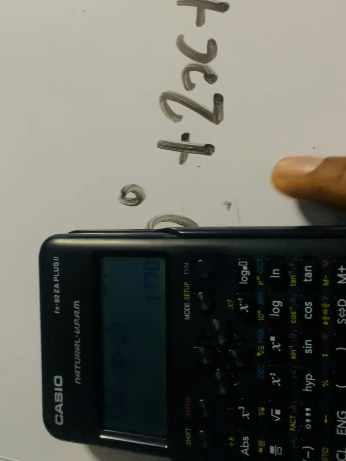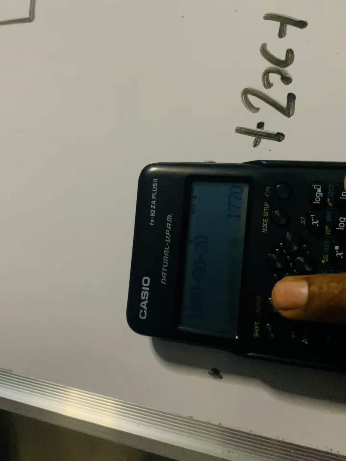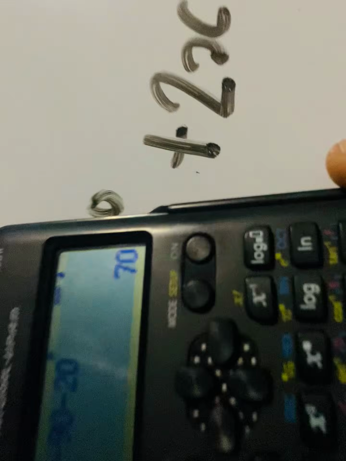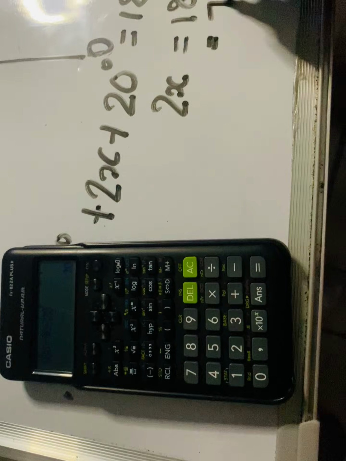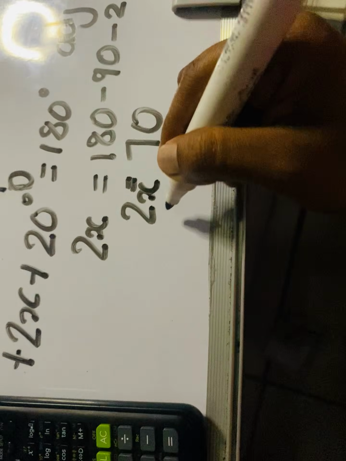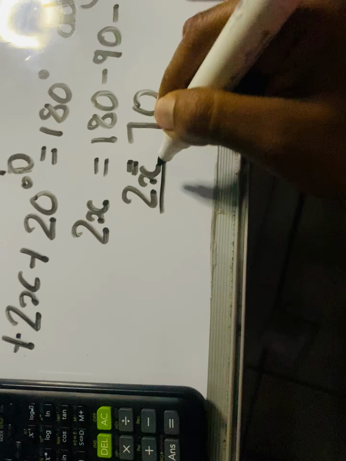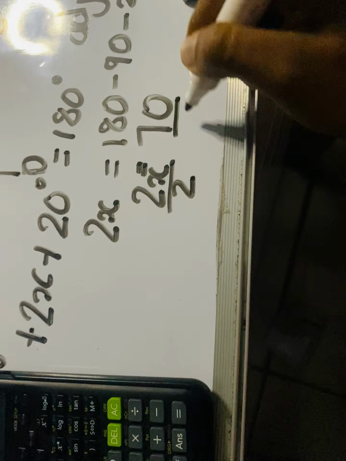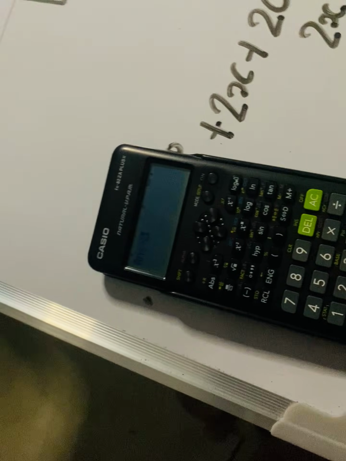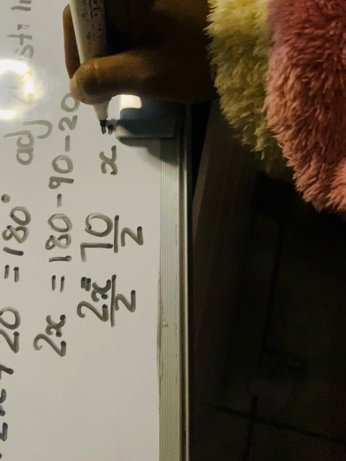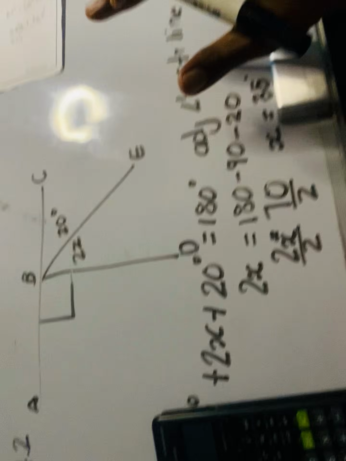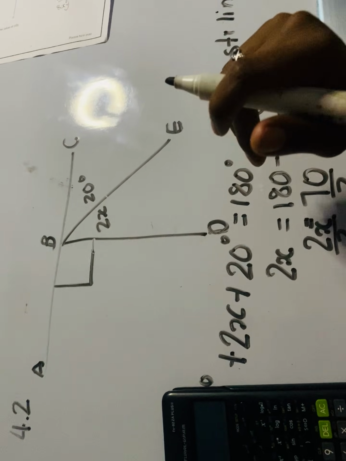And when we subtract that, yes, we're getting 70 degrees. So we have 70 degrees equal to 2x. Now, this is where we get rid of the 2 that's multiplied to the x by dividing it on both sides. So x is equal to 35. Yes, x is equal to 35 degrees. That's how you can solve for x using this.